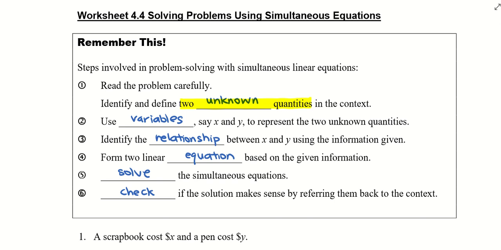And after you identify the two unknown quantities, it's important to identify the relationship which will give me the two equations. And after you find the two equations, use simultaneous equation method, substitution, SMS, or DAD to solve it. Let's take a look at one example.